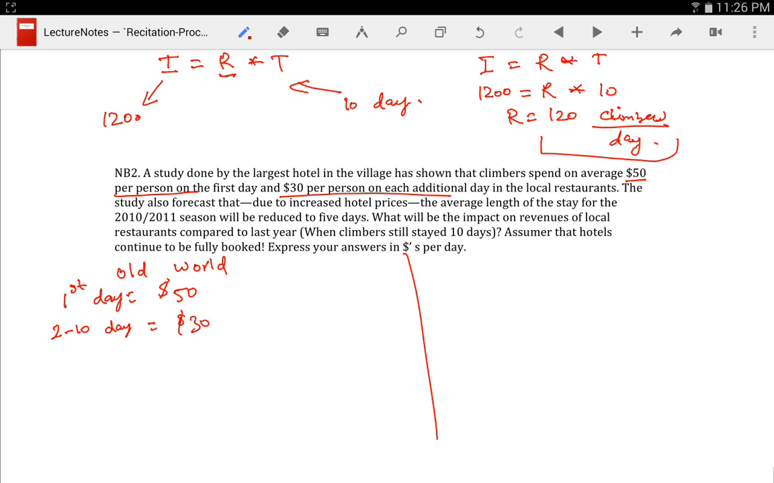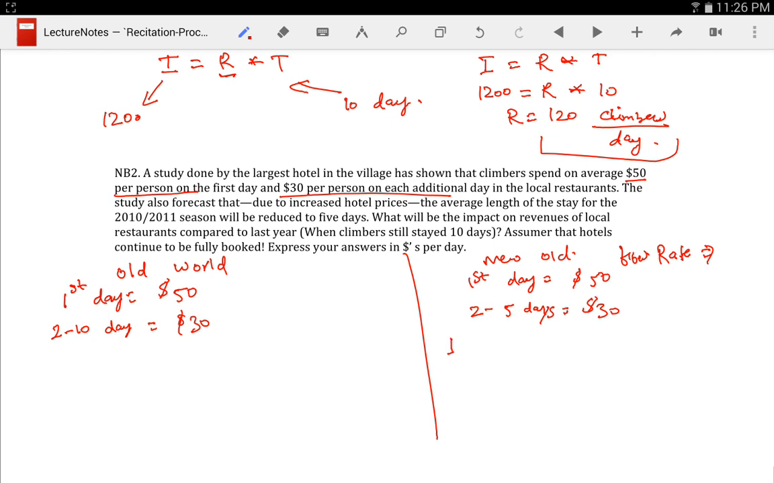Now what they're saying is, instead of staying there for 10 days, the climber stays there only for 5 days. In the new world, the same thing applies: on the first day he spends $50, and on the 2nd through 5th day he spends $30. One crucial assumption here is that it's still always booked. The first thing we want to find out is what the flow rate is if the climber stays only for 5 days.